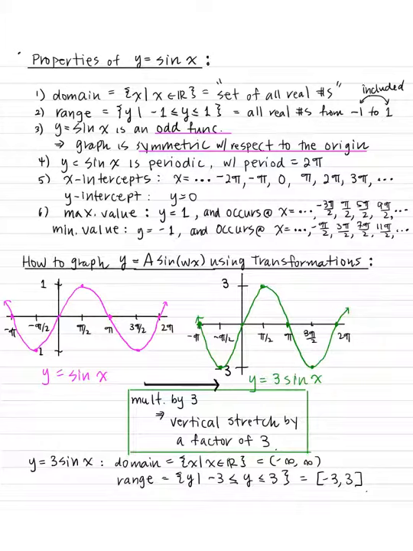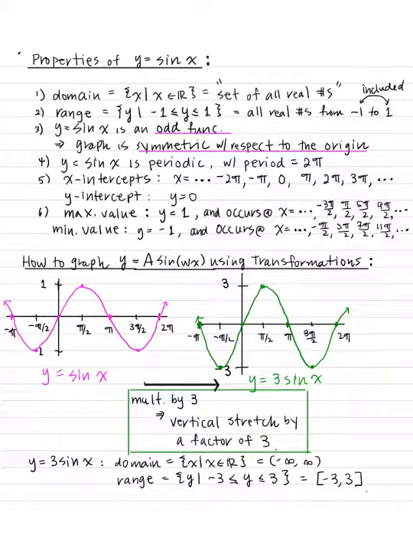And the x-intercepts, where the graph touches or crosses the x-axis, are -2 pi, -pi, 0, pi, 2 pi, 3 pi, and so forth. And the y-intercept is going to be 0. The y-intercept is where the graph is going to touch or cross the y-axis. And the maximum value for y is going to be 1, which occurs at -3 pi over 2, pi over 2, 5 pi over 2, and so forth. And the minimum value is going to be y equals -1, and that occurs at -pi over 2, 3 pi over 2, and so forth.